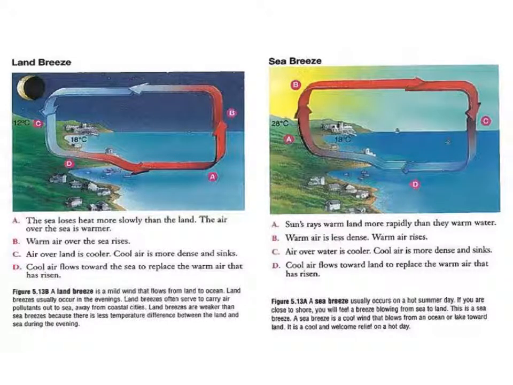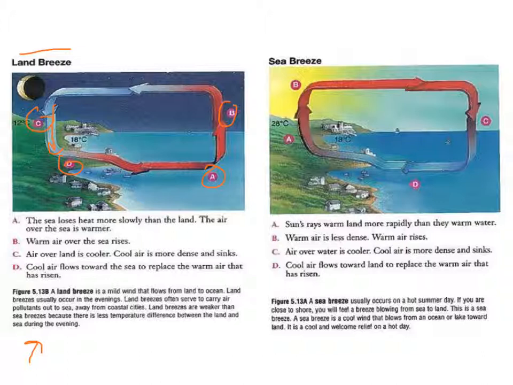Now this picture here shows land breeze and sea breeze. If we look here at the land breeze, we can see at point A right here, the sea loses heat more slowly than land, and the air over the sea is warmer. The warm air rises over the sea, and that's B. Now at point C here, the air over land is cooler. Cool air is more dense and sinks, and so we can see it actually coming down. And if we go to point D, the cool air flows towards the sea to replace the warm air that has risen. And so what this is saying down here is that a land breeze is a mild wind that flows from land to ocean.